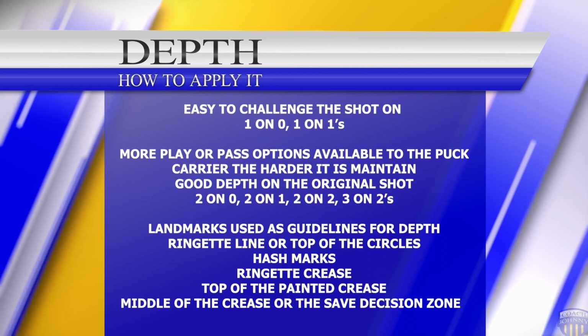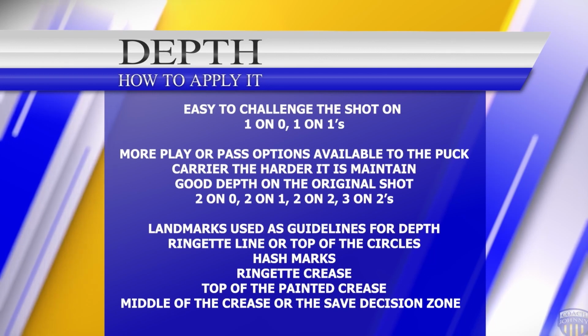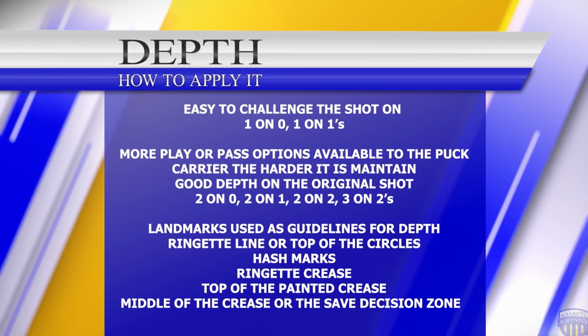We have a few rules of thumb, guidelines for visual cues on where we should be for the most part on our depth to make the most of our body frame. These cues or landmarks are the ringette line, hash marks, top of the crease, and the ringette crease.